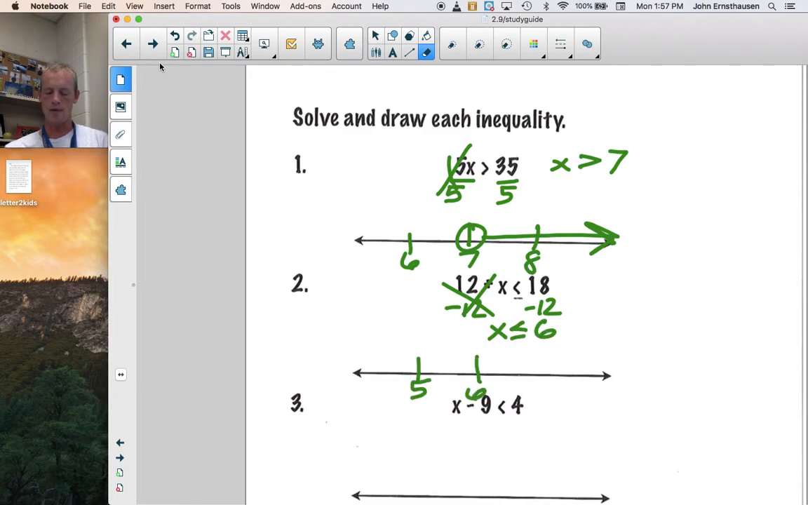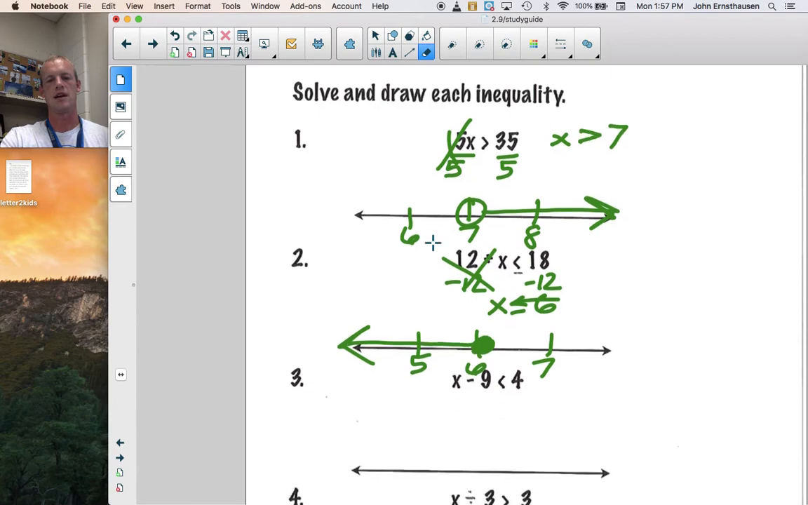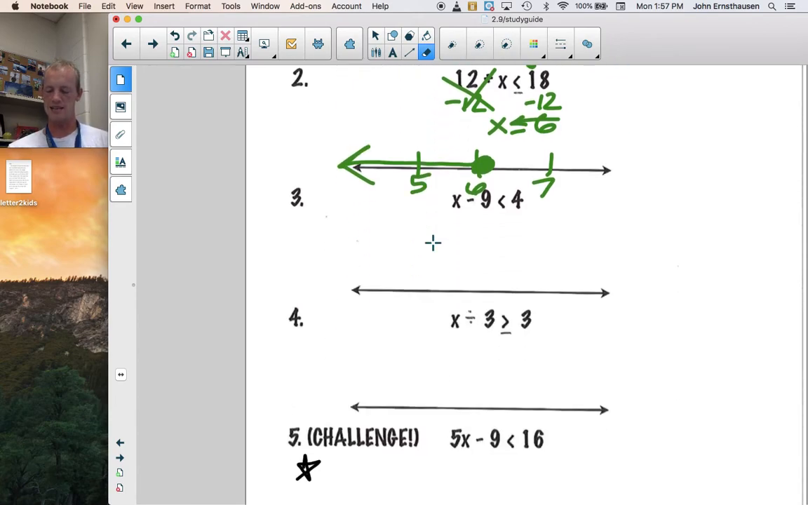So now when I'm graphing this, I'm going to shade in my circle, and my arrow is going to go to the left. Remember that little trick? The arrow should match the inequality arrow. Why'd I shade it in? Because it could equal 6. Okay, number 3, x minus 9 is less than 4. So instead of subtracting 9, I'm going to add 9 to both sides. So x is going to be less than 13.